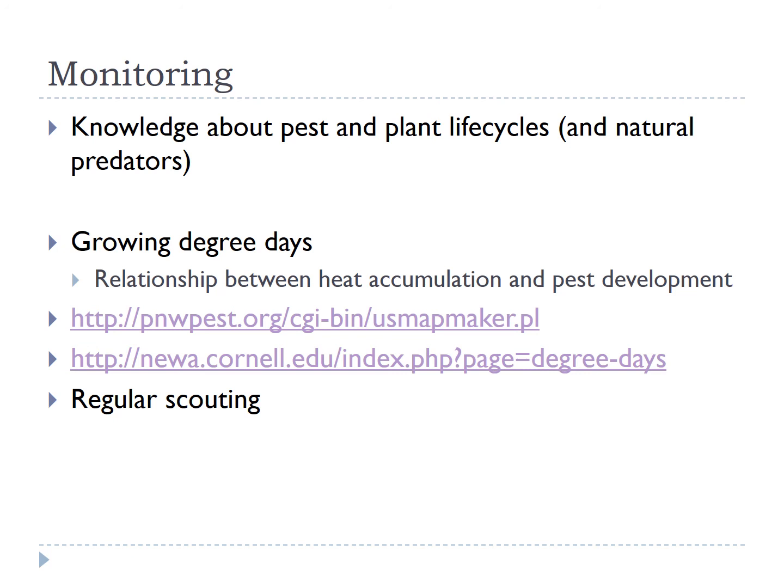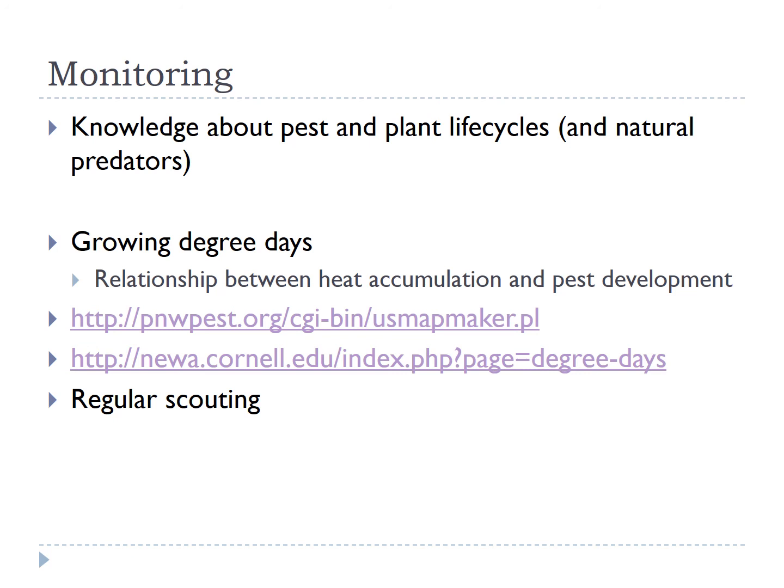One concept that I want you to be familiar with is the growing degree day. And this is the relationship between heat accumulation in the environment and pest development. And really what this means is insects, and this is really for insects, insects grow and develop not on a calendar day, but on how much heat each day accumulates.